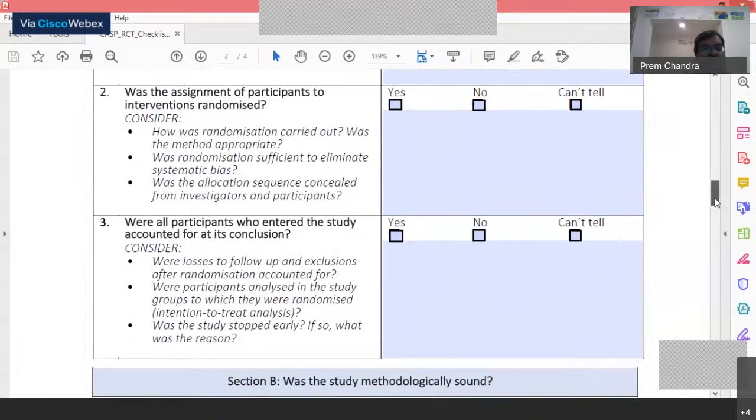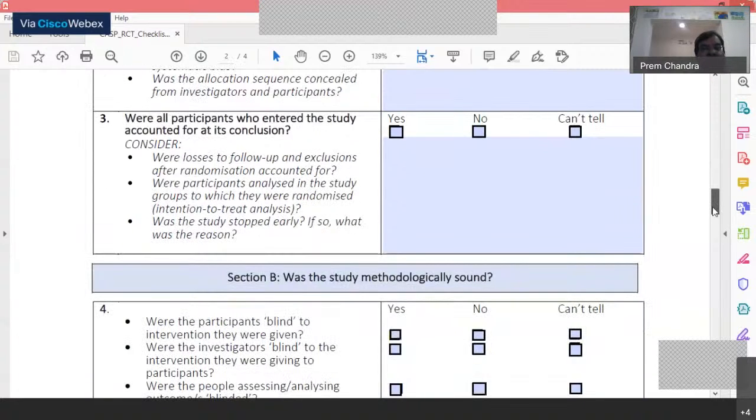All the details have to be there in the research. And the third one is whether all the participants who entered the study were accounted for at its conclusion. It basically tells about loss to follow-up and exclusion after randomization. We have to look very carefully at how they addressed loss to follow-up. Did they use any method to take care of this? We need to look at the percentage and how it affects the study findings. If it is a huge percentage, definitely the study will be underpowered. We have to be very careful about that component.